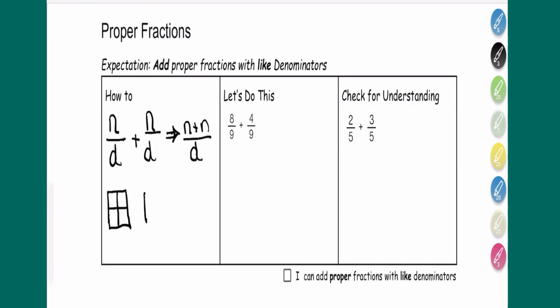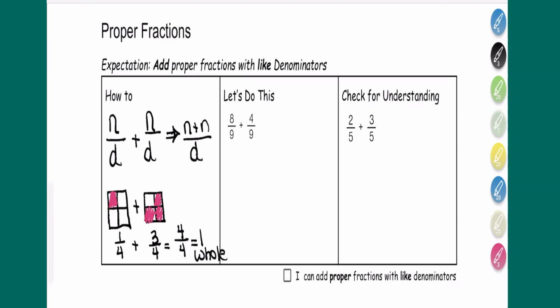This time I'll just use 4. And if we need 4 to fill up the whole thing and you only have 1, well, how many are you missing? You're missing 1, 2, 3. So in order to make this a whole, I can say this one has 1 out of 4 plus 3 out of 4 in order to give me 4 out of 4, which makes one whole. All right, hopefully that's clear.